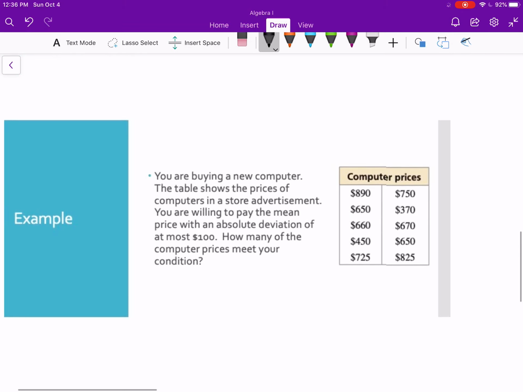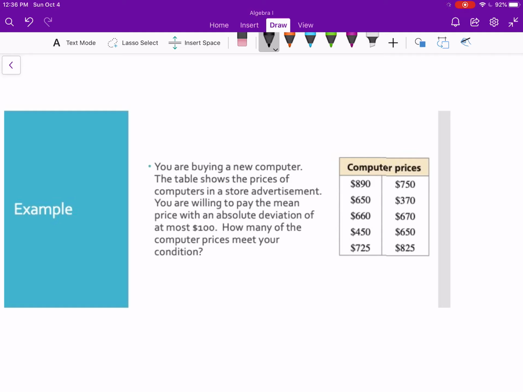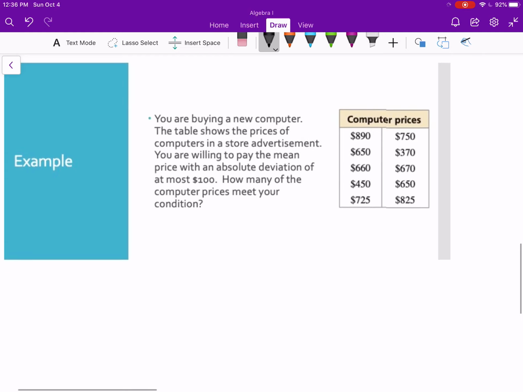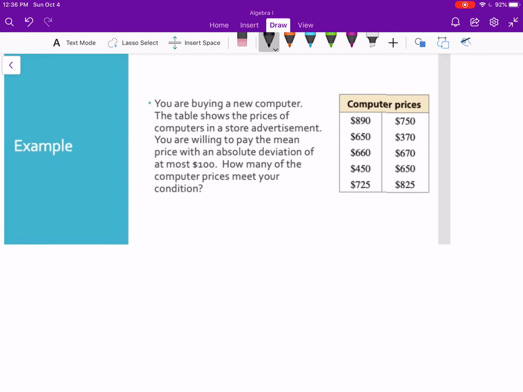Alright, so you are buying a new computer. The table shows the prices in a store advertisement. You are willing to pay the mean price with an absolute deviation of at most $100. How many of the computer prices meet your condition? So first thing we're going to have to do is find the mean price. So remember, to find the mean, it's the average. So we're going to add them all up and then divide by how many there are. So 890 plus 650 plus 660 plus 450 plus 725 plus 750 plus 370 plus 670 plus 650 plus 825.